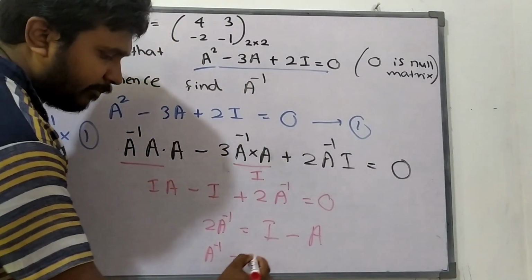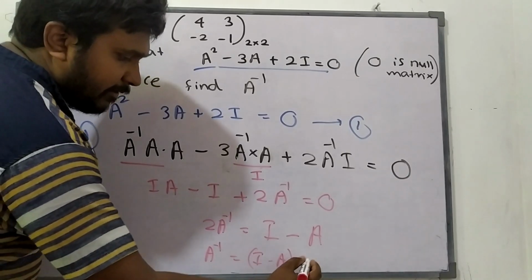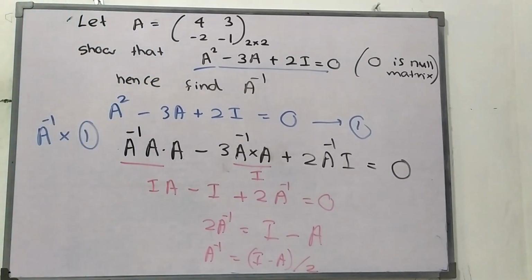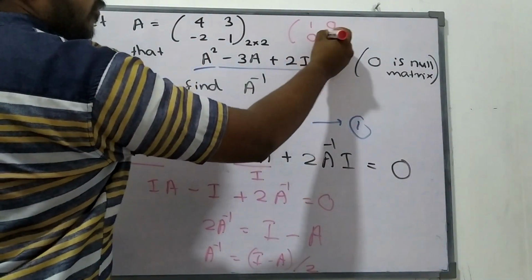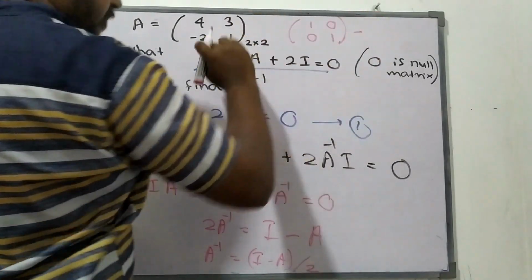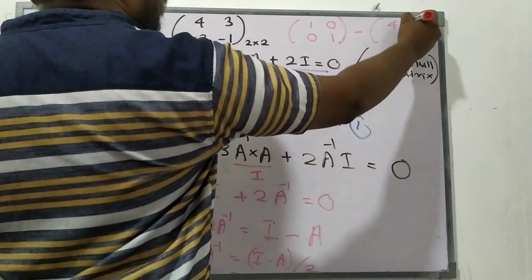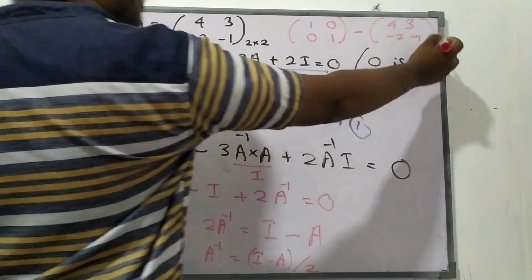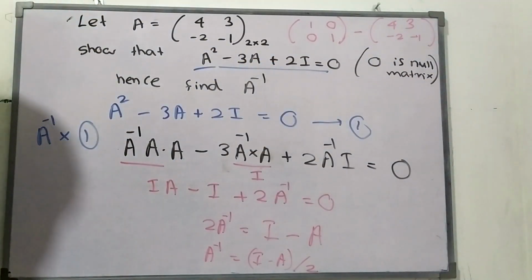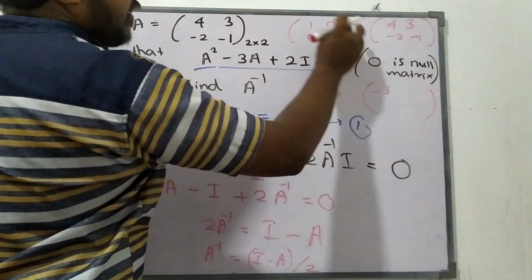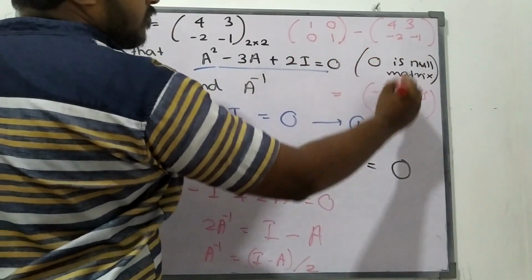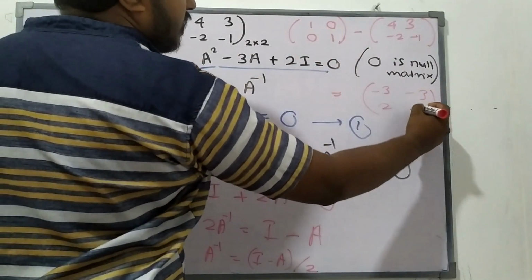Therefore, A inverse will be I minus A divided by 2. 2 is any scalar, right? So you just need to subtract I minus A. I means 1, 0, 0, 1. A means 4, 3, minus 2, minus 1. Then the value is minus 3, plus 2, plus 2.